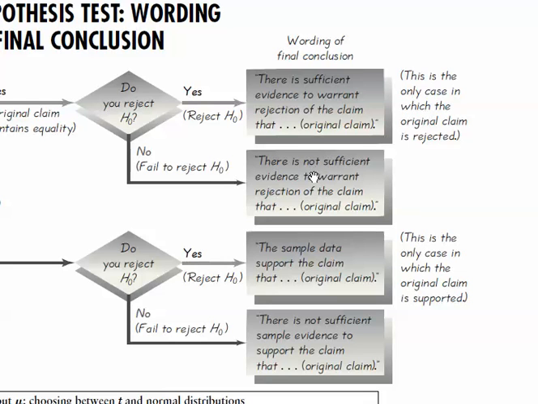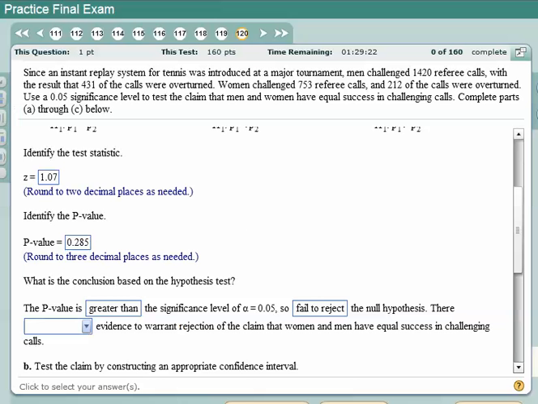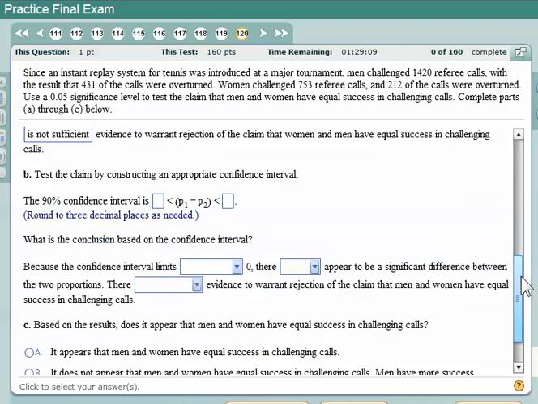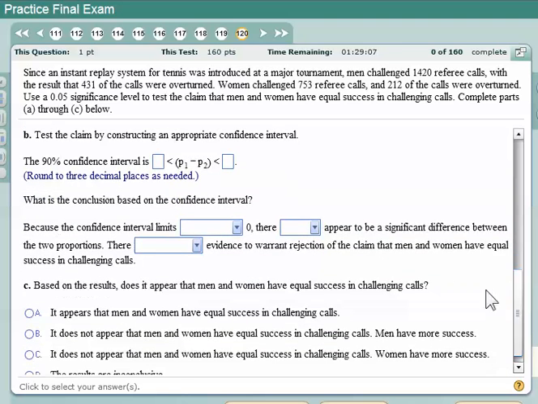That's not the same, technically, as saying that we support it. But I kind of just think of it that way. I just kind of think, well, I'm supporting the claim. But anyways, so there is not sufficient evidence to reject the claim. That finishes the hypothesis test approach.